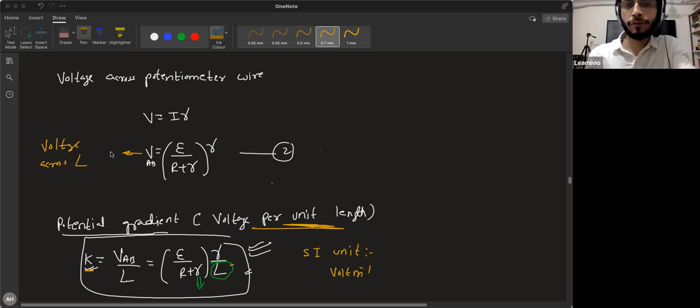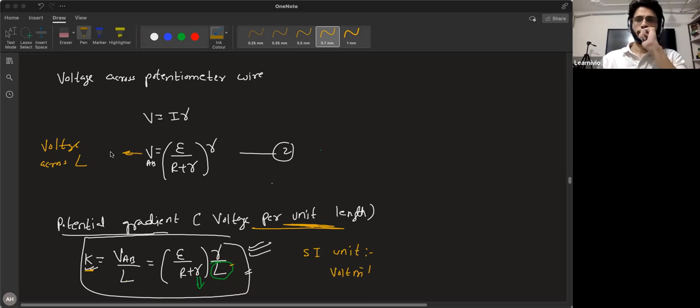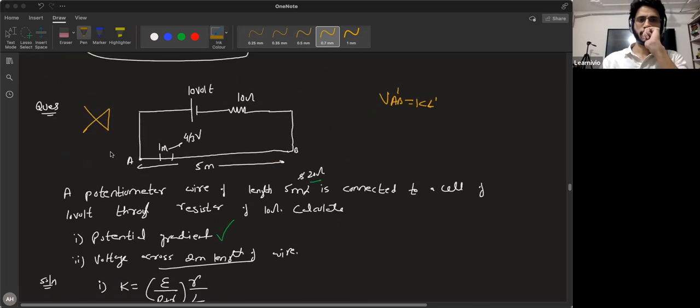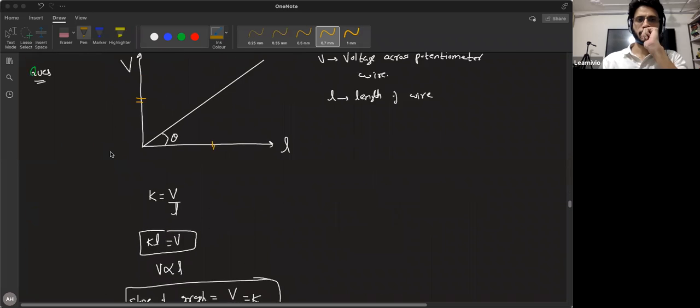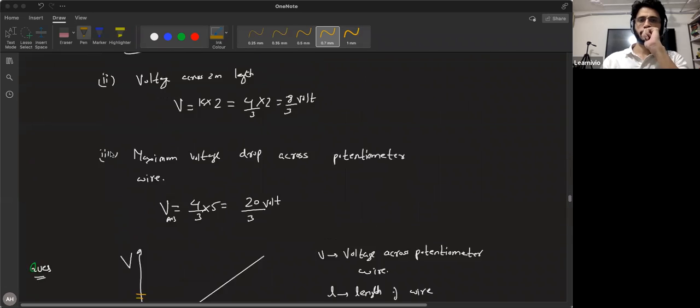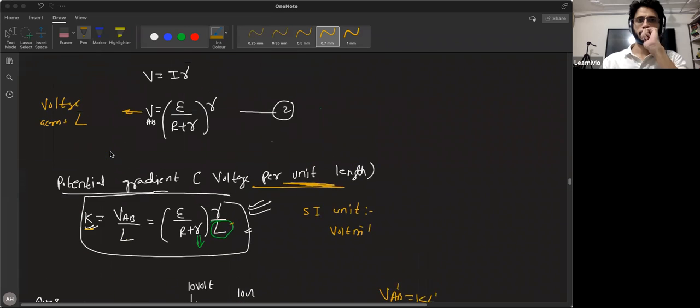Yes, can I scroll it further? Yes, sir. So the potential gradient equation, can you show me? Yes, sir.